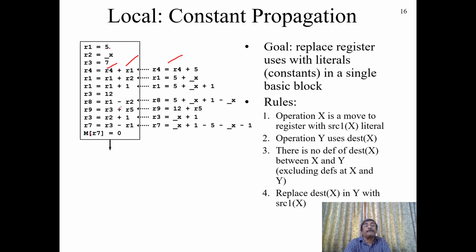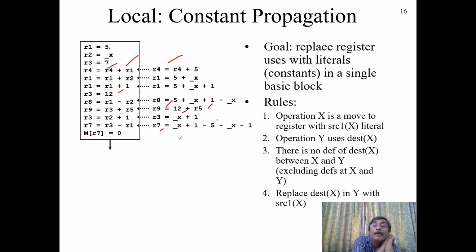Similarly, R9 is R3 plus R5. What is R5? R5 as of now is R5. That's right. But what about R3? R3 is 7 and R3 is 12 here. So the most recent definition of R3 is 12. So this becomes 12 plus R5. Now R2 plus 1, I removed it, _x plus 1. R7 is R3 minus R1. I'm doing it as _x plus 1, minus 5, minus _x minus 1. This becomes minus 5. So replace the register uses with literals in a single basic block.